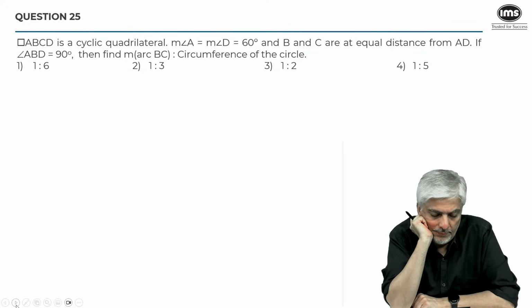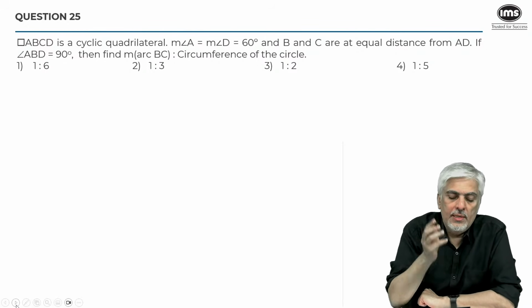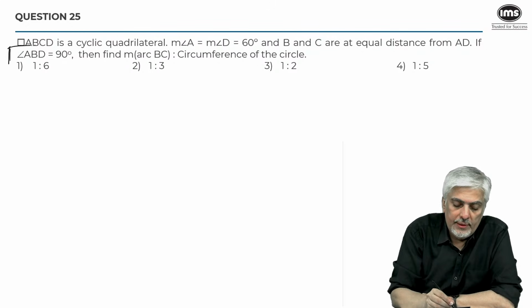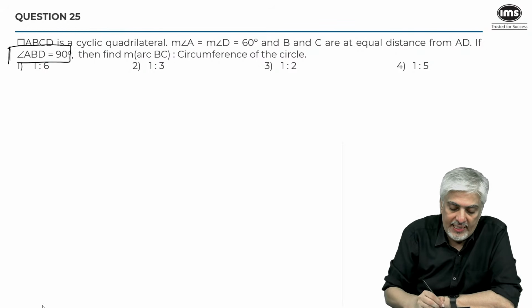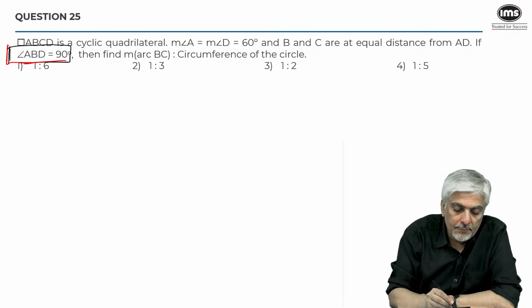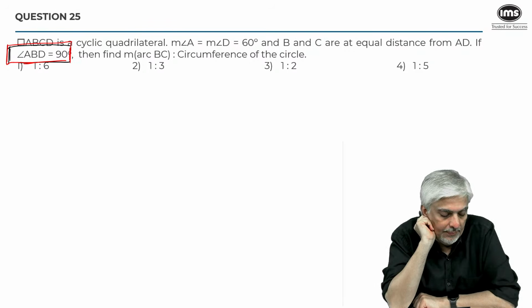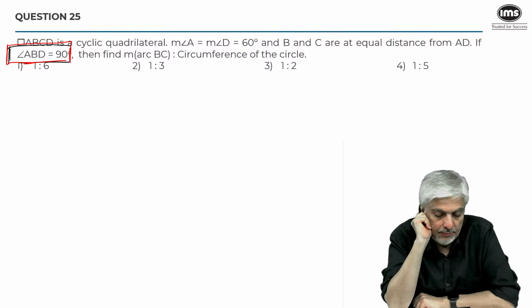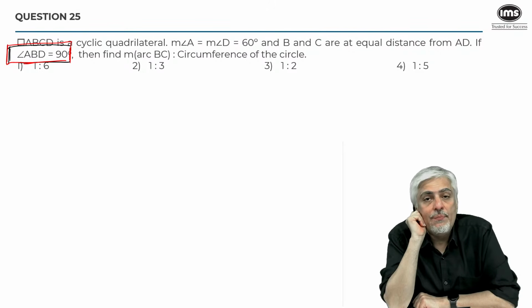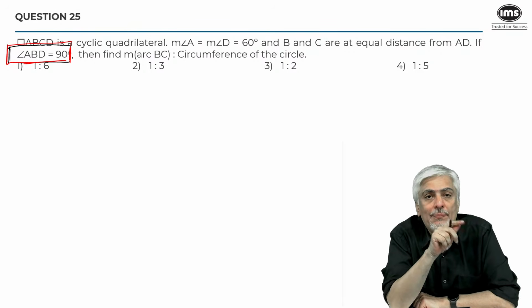Good, Sumit. The major hint was over here. ABD is 90. No, Alamin, wrong. If ABD is 90, what will happen?